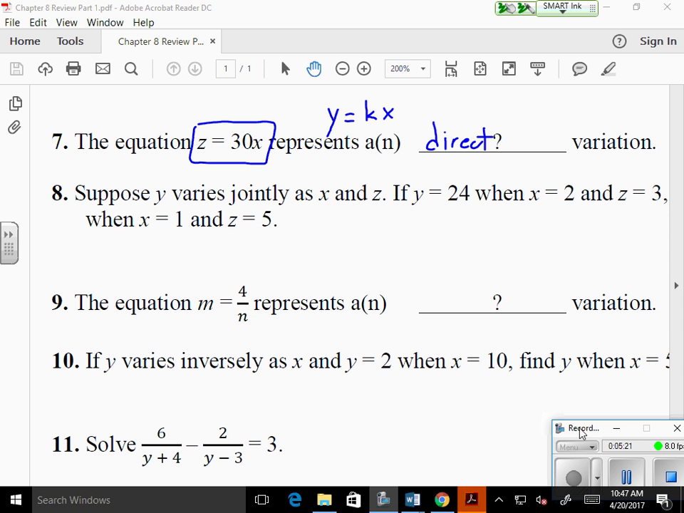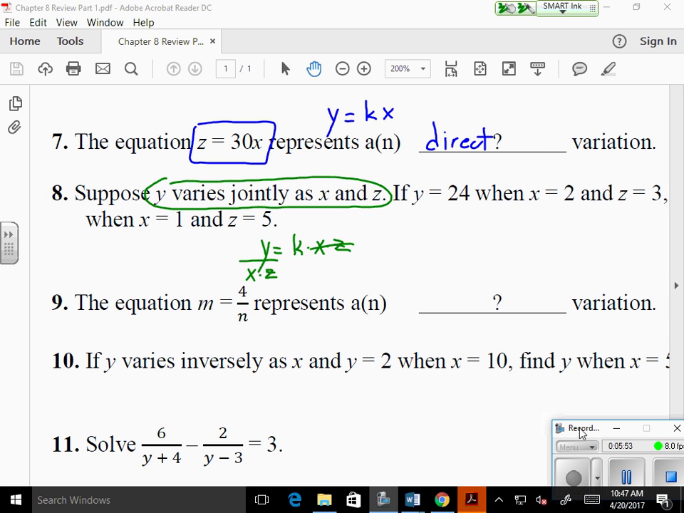So number 8, suppose y varies jointly as x and z. That means y is equal to k times x times z. So if we want to set up an equation to find another set of numbers, then we would set up what k would be equal to. K, you divide both sides by x and z, then k would be y over x times z.